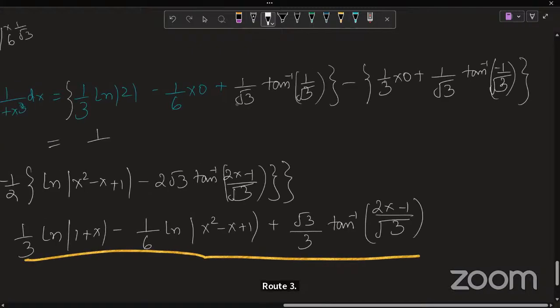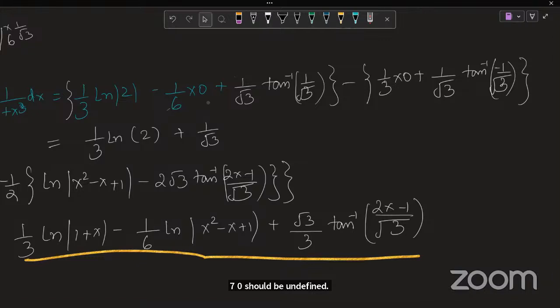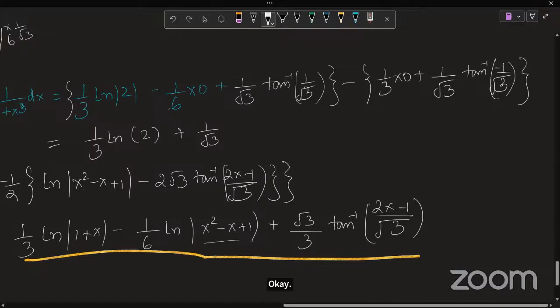Okay, now calculate this. So it will be 1 by 3 ln 2. It will be ln 2, so no need for modulus. Ln 2, this is 0 plus. Sir, ln 0 should be undefined, right? It is not ln 0, it is ln 1. And the value of ln 1 is 0. Okay, there is no ln 0 in this. If you put 0 here, it will give 1. Yes. Ln 1, tan inverse 1 by root 3.